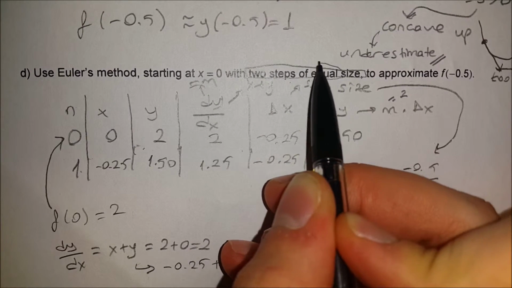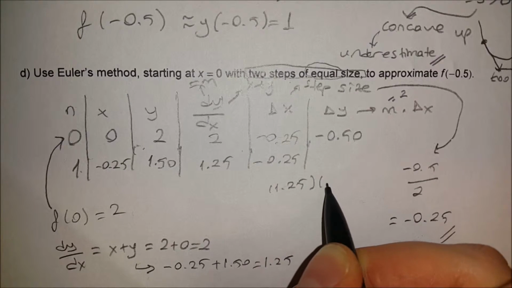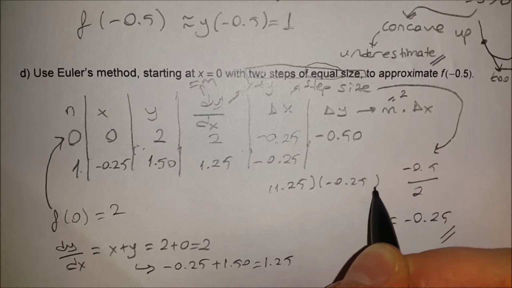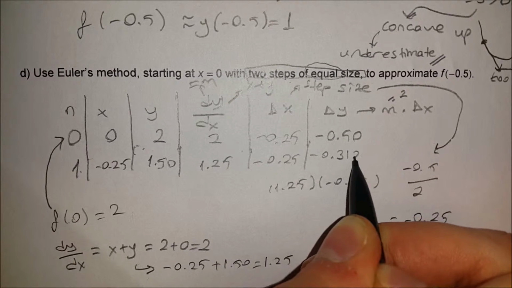So now that it's 1.25, our step size is still the same, negative 0.25. In order to find delta y, we need to multiply 1.25 with negative 0.25. And when we do that, we find delta y to be negative 0.3125.